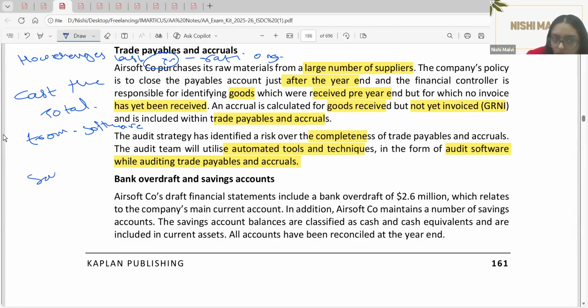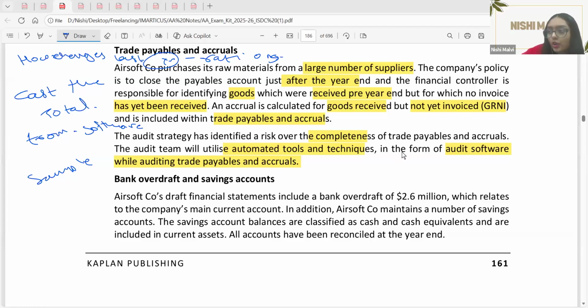Check a sample. Take any sample of invoices, right? Confirm whether the same invoice is present in the payable balance or not. This will also show completeness. Check whether for accruals, the goods received notes have been recalculated and whether they have been uploaded or not. One more thing, they are only doing year end.